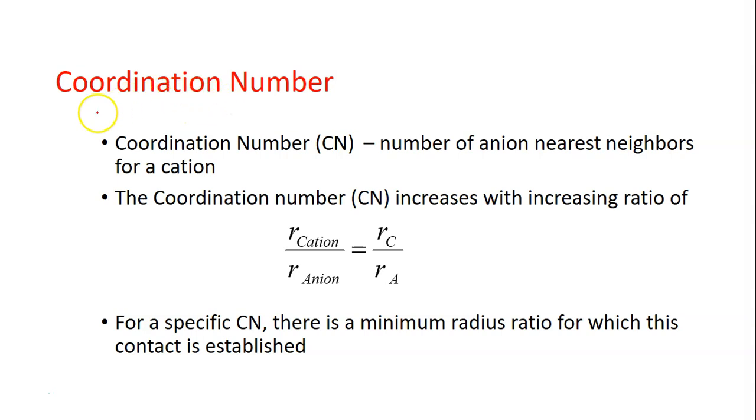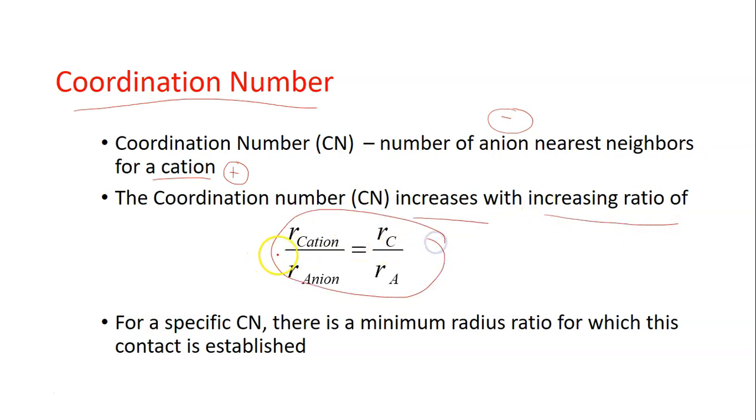Alright, so let's look at this topic here, coordination number for ceramics. So what is coordination number? It means the number of anion, the bigger one, nearest neighbors for a cation, the small one. This coordination number actually increases with the increasing ratio of the radius of cation divided by the radius of anion, which can also be represented as RC over RA.